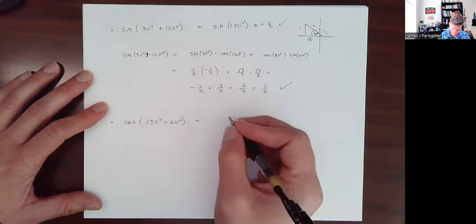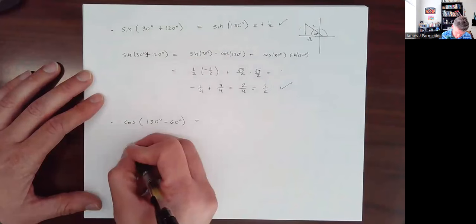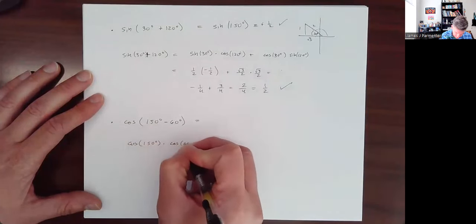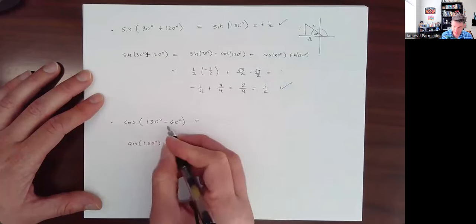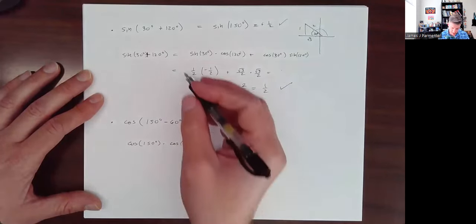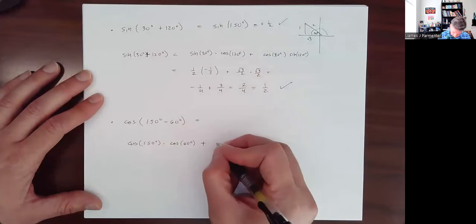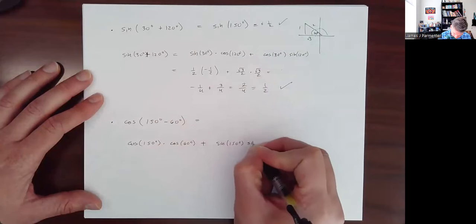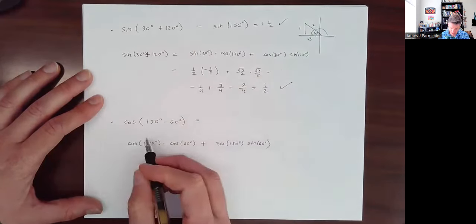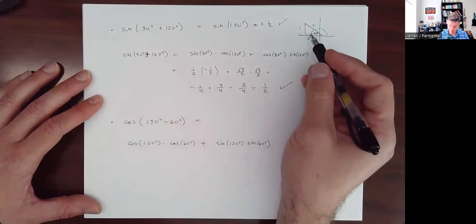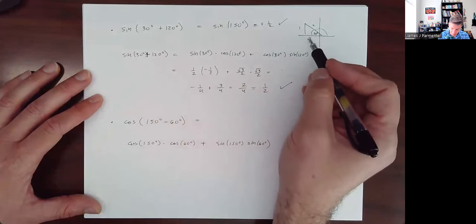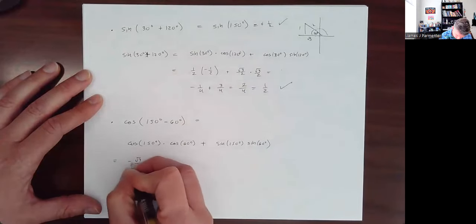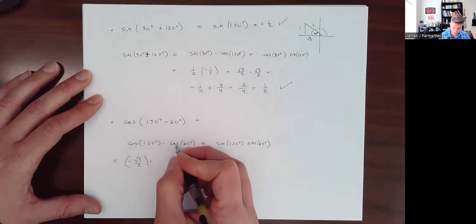Oh, I should write out the formula first, sorry. So that's going to be cosine of 150 times cosine of 60 plus, right, because the signs change for the cosine formula, the signs stay the same for the sine formula, sine of 150 times sine of 60. Cosine of 150, since that's in quadrant 2, is going to be negative. So cosine of 150 is going to be negative √3/2. Cosine of 60 degrees is going to be positive 1/2.